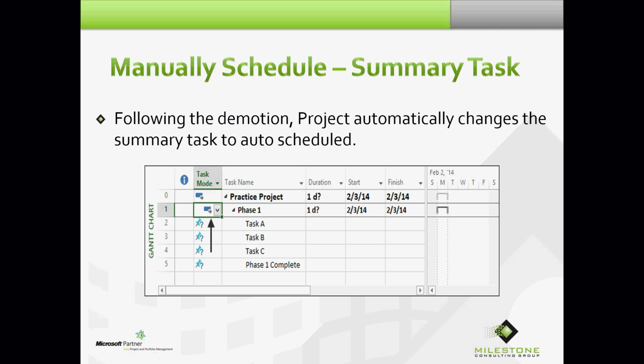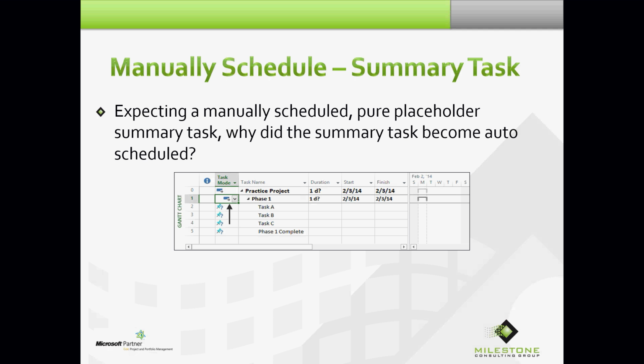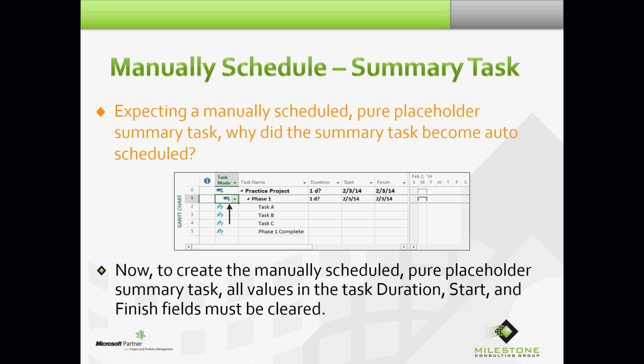Okay. If they intended to do that, thinking while you're down working on the subtask now, you've indented these tasks, you must want all of this information to roll up to the summary task. I'm not 100% sure on that one. But it turned it automatically into an auto-scheduled task, and as soon as that happens, you get your default duration, start and finish values like you have since day one with Project. All right, so expecting a manually scheduled pure placeholder summary task, I didn't get that. We'll talk a little bit more about this later, but I didn't get that.